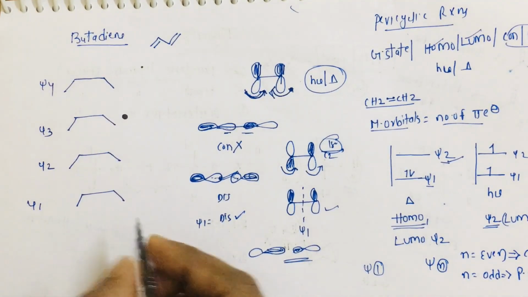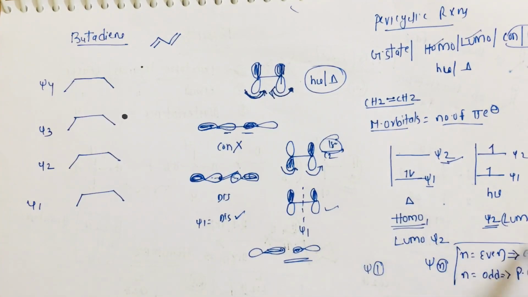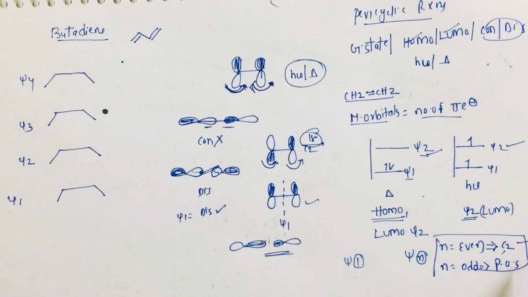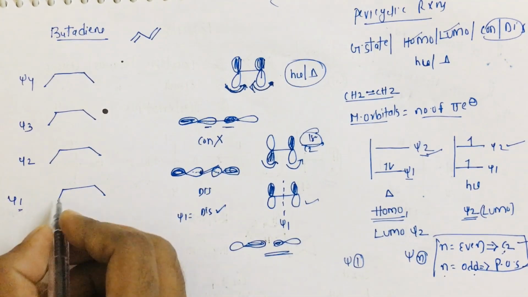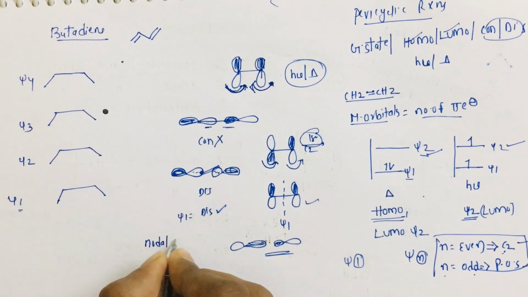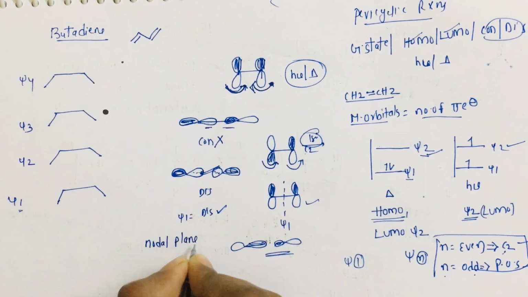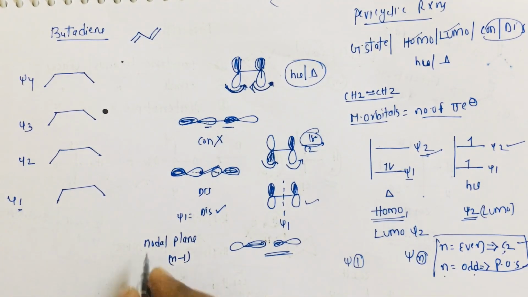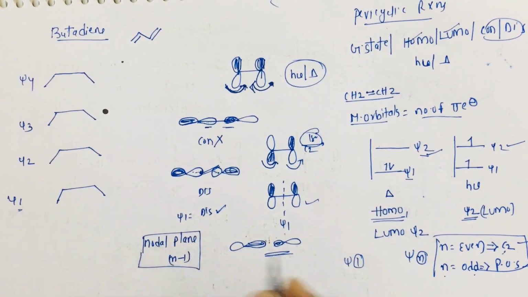Okay, so this condition you have to remember. When n equals even, in that case C2 symmetry is allowed. When n equals odd, in that case plane of symmetry is allowed. Okay, so here it's odd, it should be having a plane of symmetry, and the nodal plane also we have to remember. So nodal planes will always be n minus 1. Okay, I'll explain how to identify a nodal plane also.